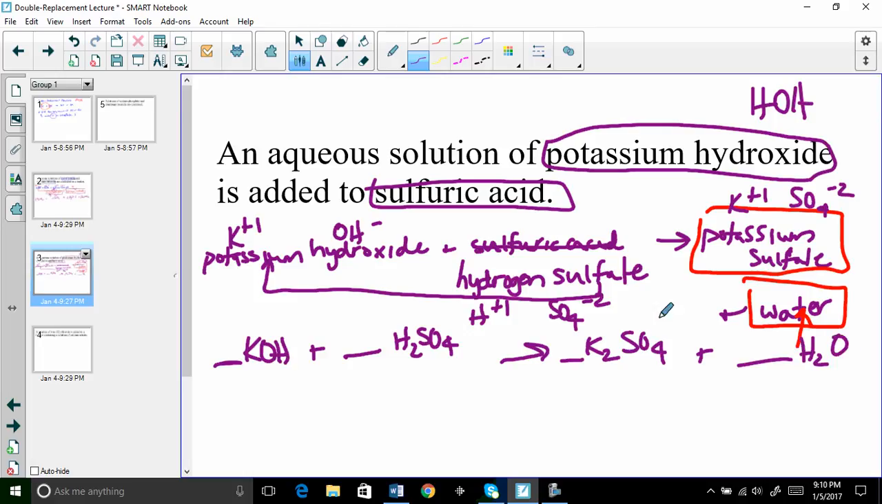And then the last thing you do is balance. 1 K, 2 K. So I got to put a 2 here. Skip, skip, skip. 1 sulfur, skip, arrow. 2 hydrogen here, 2 hydrogen here. 2 plus 2 is 4. So I got to have 2 here because 2 times 2 is 4. And then 2 oxygen plus 4 is 6. 4 and 2 is 6. And so this is a 2 to 1 to 1 to 2 mole ratio.